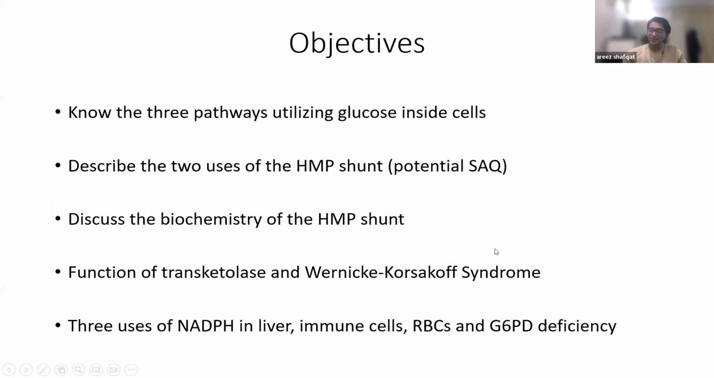Okay, so this lecture is going to be on the pentose phosphate pathway or hexose monophosphate shunt. They both mean the same thing. The first thing we look at is what are the three pathways that cells can utilize glucose in.